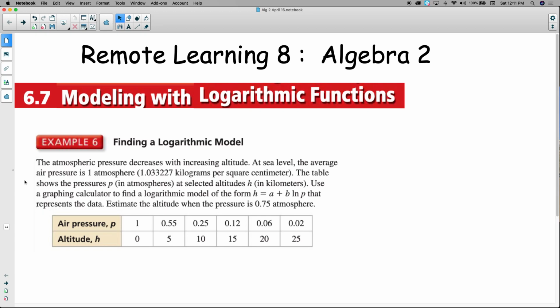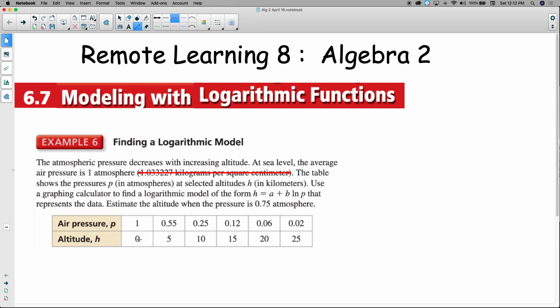Now it's measured to be this crazy weird number, 1.033 kilograms per square centimeter, but this is totally superfluous to the problem. We won't have to worry about it at all because everything is going to be measured in terms of atmospheres. All right, so the table shows the air pressures P, in atmospheres. That's making this completely superfluous, and I'm going to get rid of it. Okay, so the table shows the pressures in atmospheres.